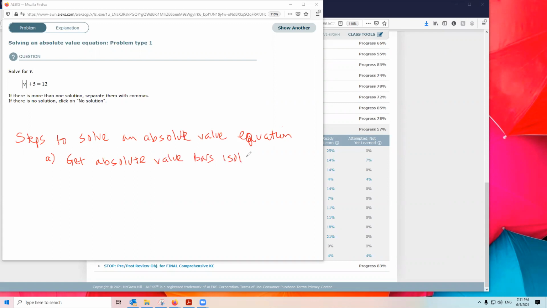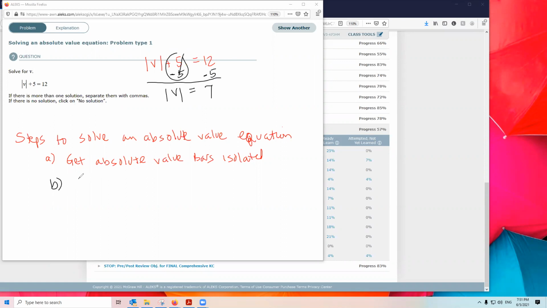I'll say get them isolated. So what I'm going to do to accomplish that is subtract 5 from both sides of this equation, because if I do that, I'm going to get just the absolute value of V on the right-hand side.